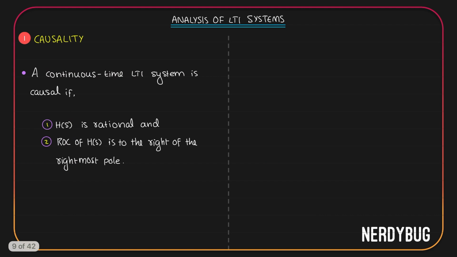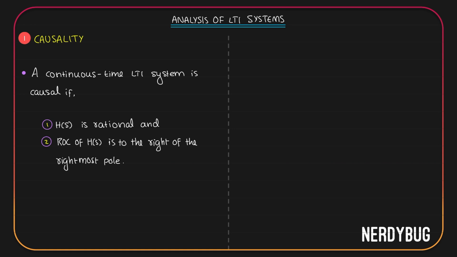So, what we can conclude from here is this. A continuous time LTI system is causal if two conditions are satisfied: H of s is rational and the ROC of H of s is to the right of the rightmost pole. That is, the ROC being towards the right of the rightmost pole alone doesn't guarantee the causality of the system. That only guarantees that h of t is right sided, but that doesn't necessarily mean it is a causal system. The explanation for this is very simple.